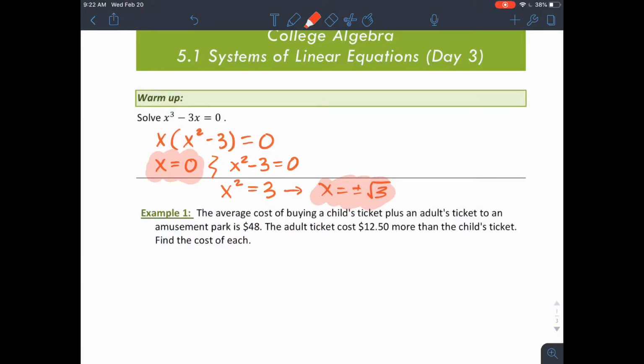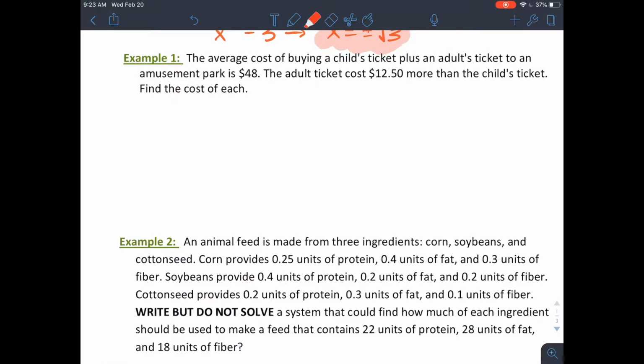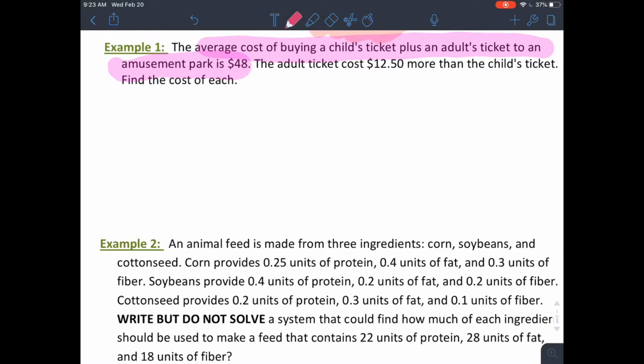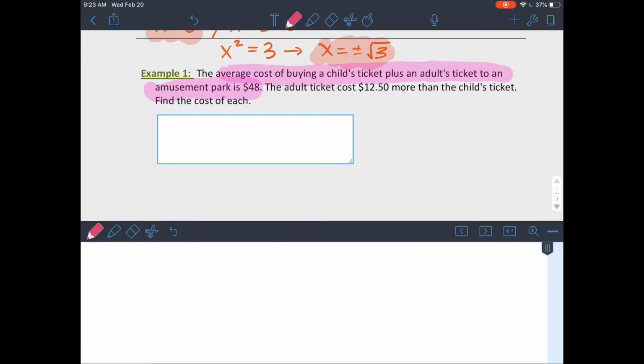All right, back to these systems of equations. This time you don't have the equations, you're going to get to write your own. Okay, so I like to kind of highlight my information that I've got here. Read the problem first. It's a good place to start. So you know the average cost of buying a child's ticket and adult's ticket to an amusement park is $48. My goal overall is to find the cost of each ticket.